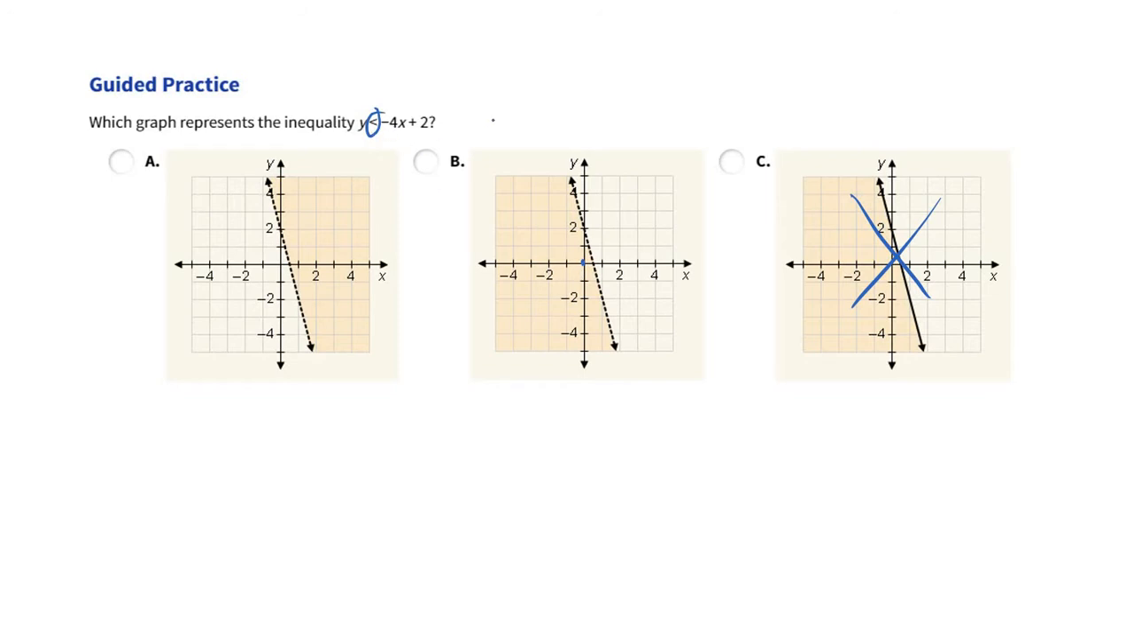If I plug 0, 0 into this, I would get 0 is less than 2, right? Because that would go away. 0 is less than 2. Is that a true statement? It is. And so I would shade the side with 0, 0, and it is this graph right here, which happens to be below. Sometimes it's hard to say, is that below or not, but yeah, below, and so that one works.